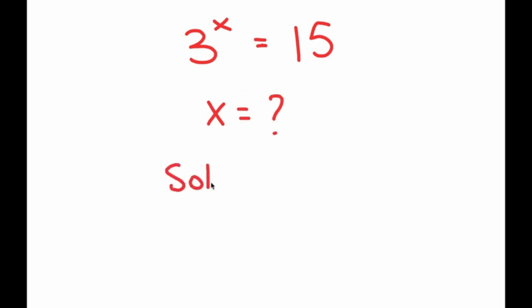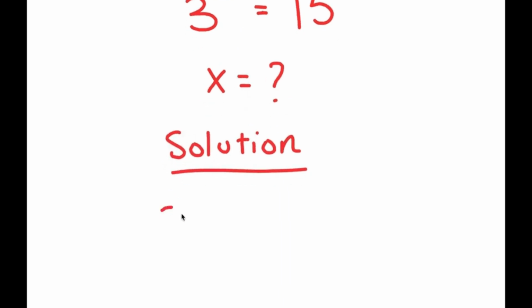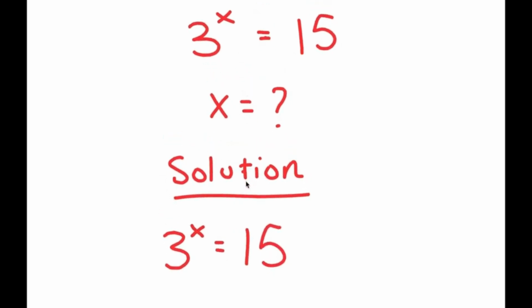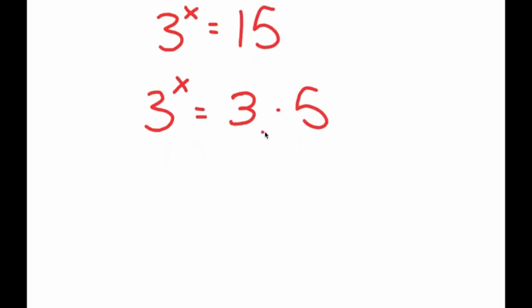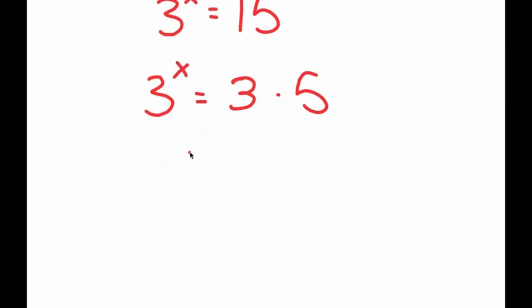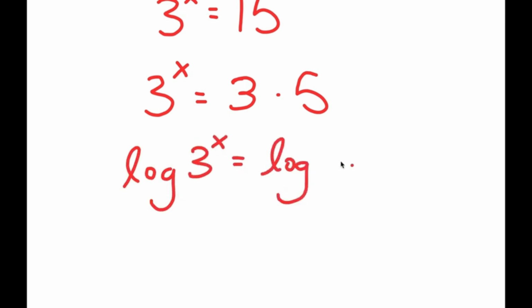And now for my solution. So let me first start by rewriting my equation down here. So 3 to the power of x is equal to 15. And 15, I can rewrite this as 3 times 5. And now I'm going to take the log on both sides. So I get log of 3 to the power of x is equal to log of 3 times 5.